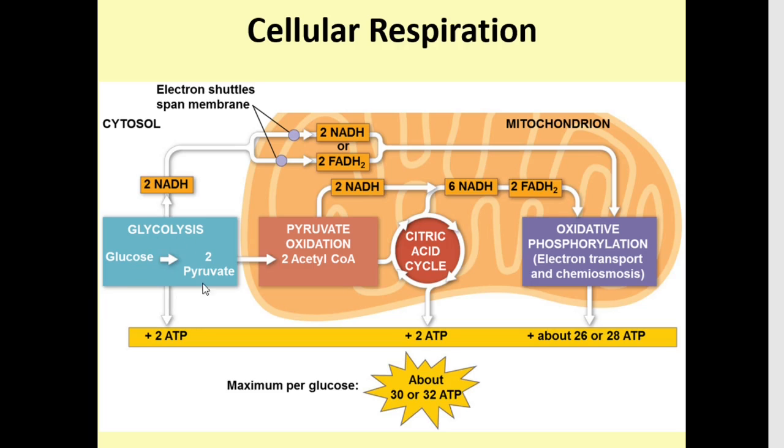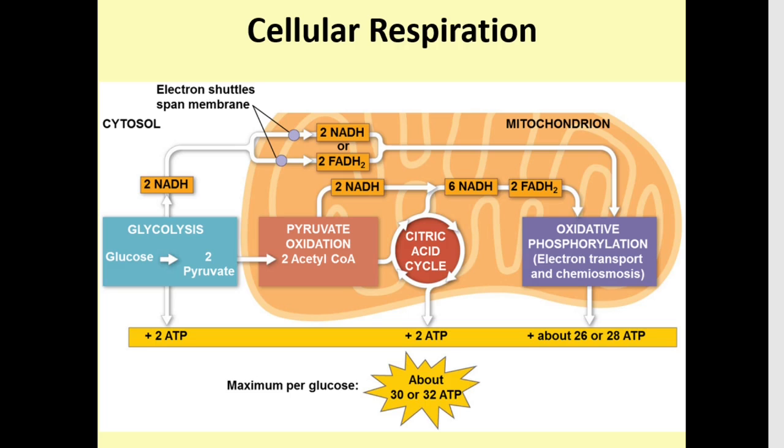Enzymes will come along, and we also have to invest a little bit of ATP to start this whole process. So we invest 2 ATP molecules, and we get some enzymes acting to break glucose apart. Glycolysis breaks glucose in half. Glucose is a 6-carbon molecule. So remember, it's C6H12O6.